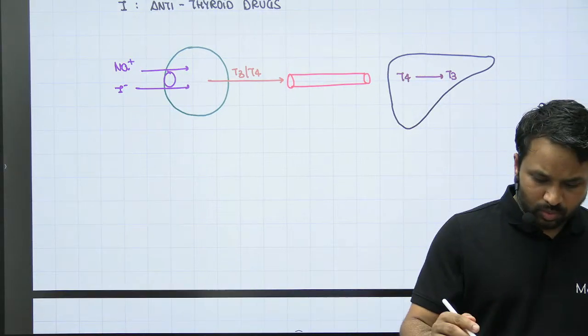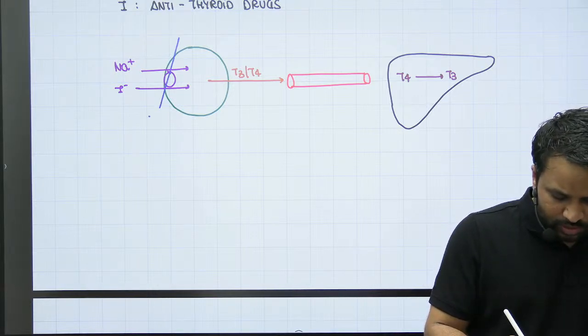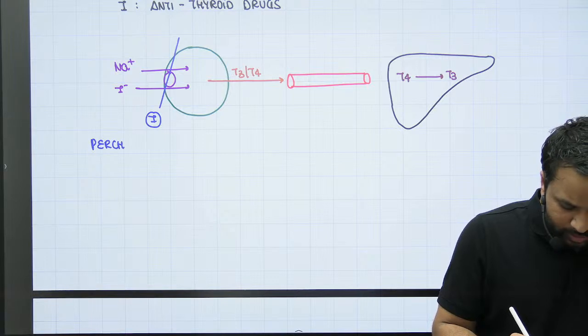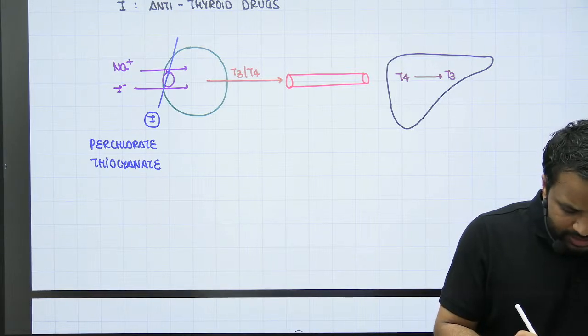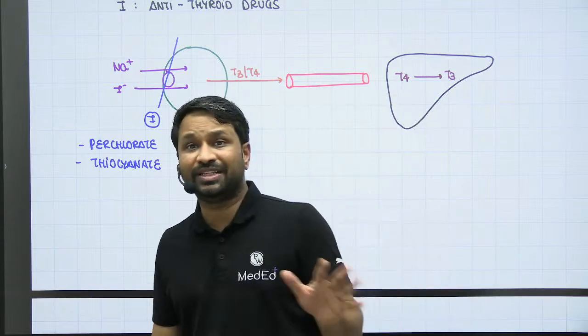Now, what are the drugs and where are they going to act? The first drug target is your sodium iodide symporter. Examples are perchlorate and thiocyanate. These are the two drugs which we have. Both of them are extremely toxic and have more side effects. Since they are withdrawn from the market, we do not have these drugs available.